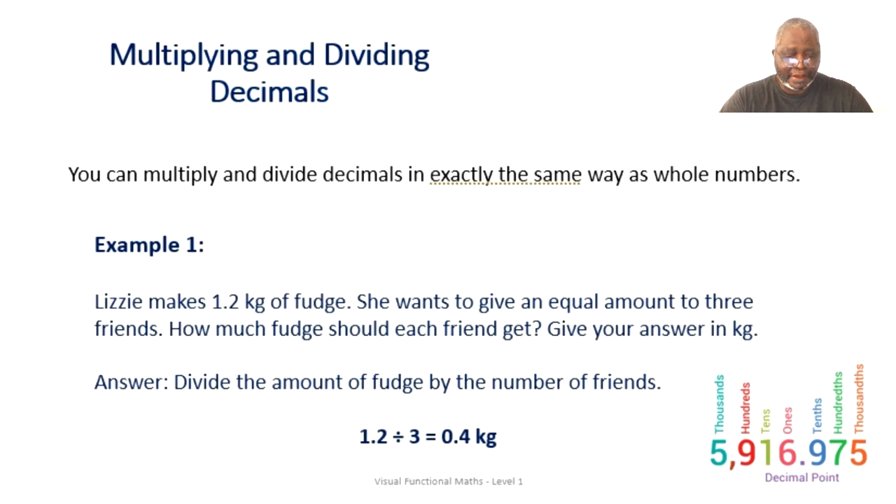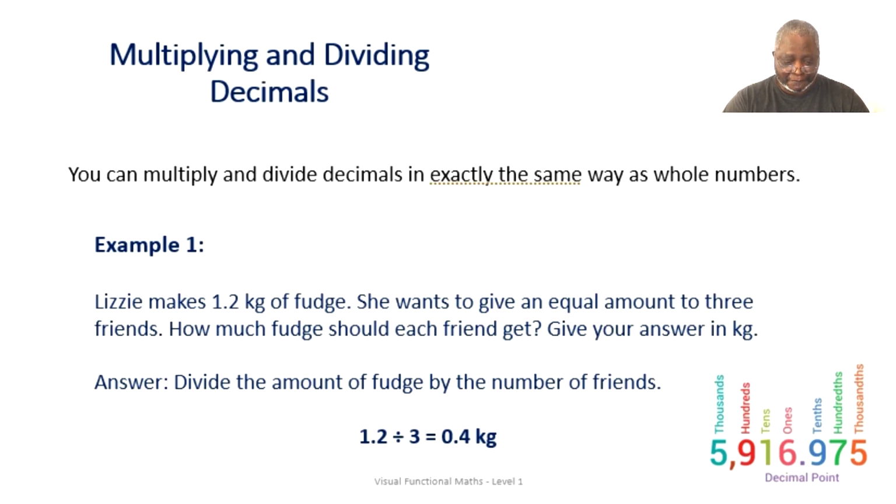Let's look at multiplying and dividing decimals, and here is an example for you. You can multiply like you would a whole number, only you need to make sure you respect your decimal points and you follow the rules about multiplying, which are: Lizzie makes 1.2 kilogram of fudge. She wants to give an equal amount to 3 friends. How much fudge should each friend get? Give your answer in kilogram.